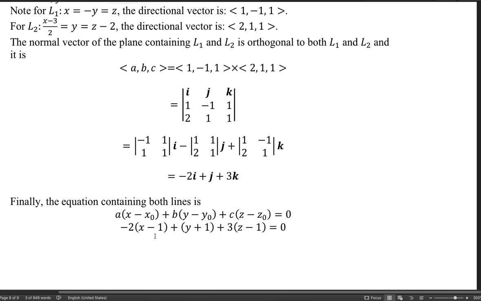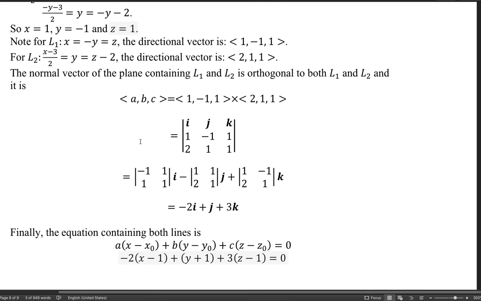-2 times x minus x naught, where x naught is 1, y naught is, plus 1, and the j component here is 1. So I believe I'm all right, and I hope you help me double check that I got all the numbers and the arrangement correctly.